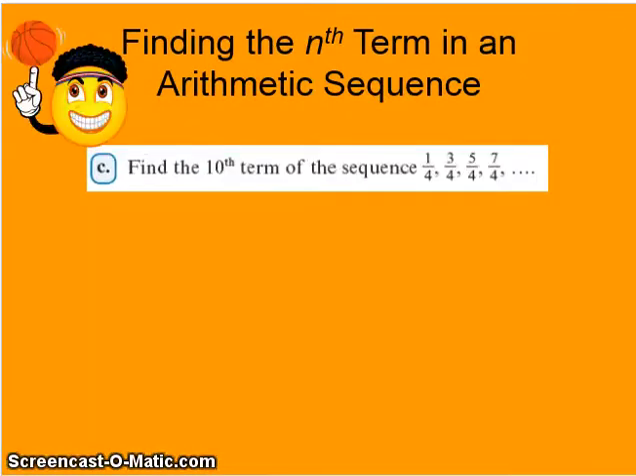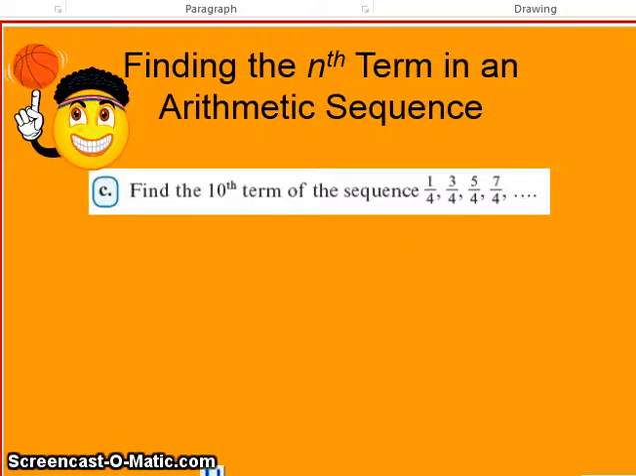Now we have one more example. This needs to be in your notebook. We want to find the 10th term of this sequence. Now, again, we have the first, second, third, fourth. We could keep adding the common difference until we get to 10. But instead, we're going to create an equation. So I have my general form, a sub n equals the first term plus n minus 1 times the common difference. Now, we need to fill in the first term, which we know is 1/4.